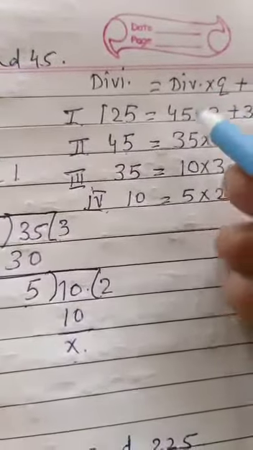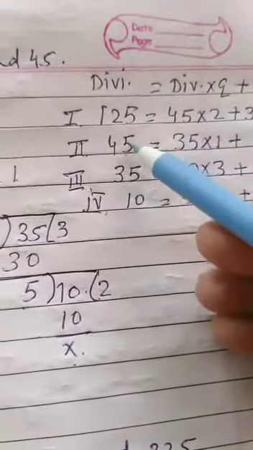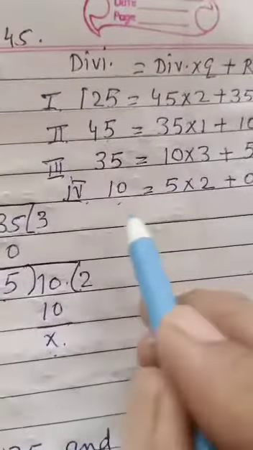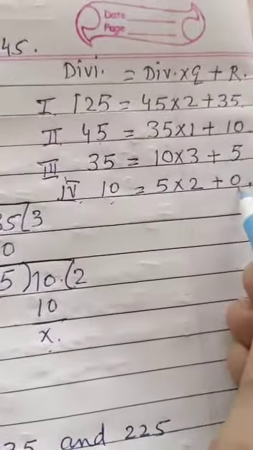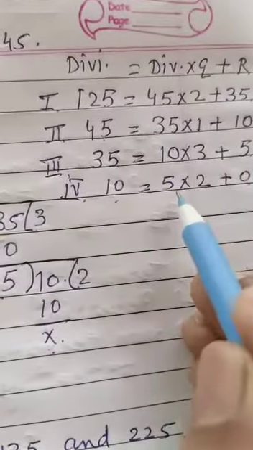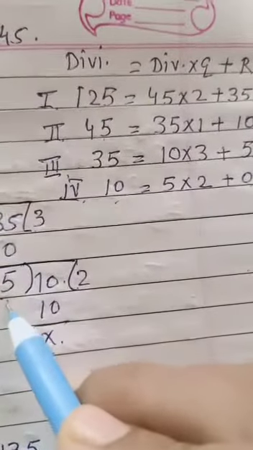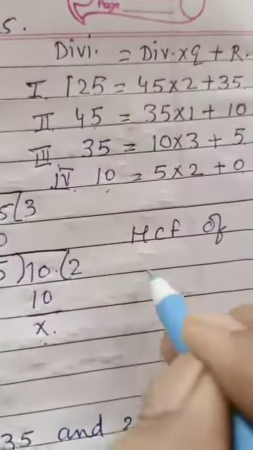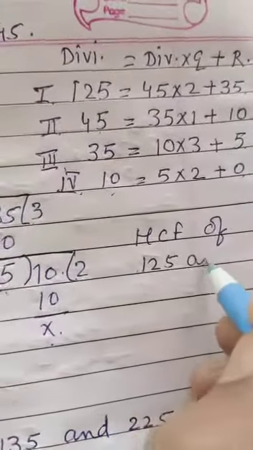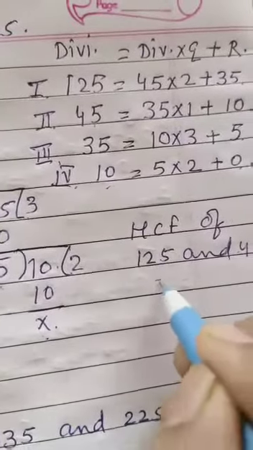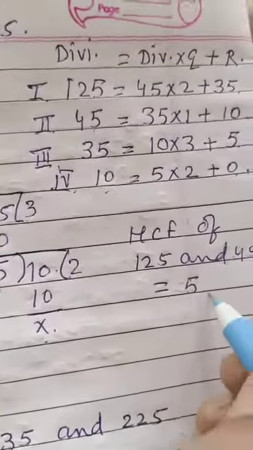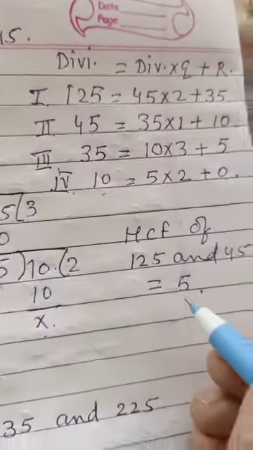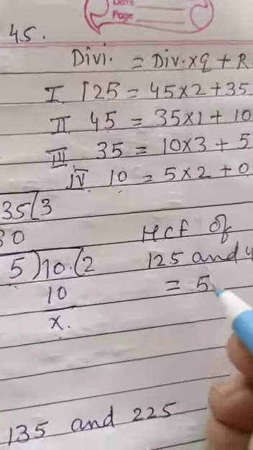For this we have got 4 steps. First step, second step, third step, fourth step. In the last step where you are getting remainder 0, that divisor will be your HCF. So HCF of 125 and 45 is equals to 5. HCF is highest common divisor, 5 we are getting.